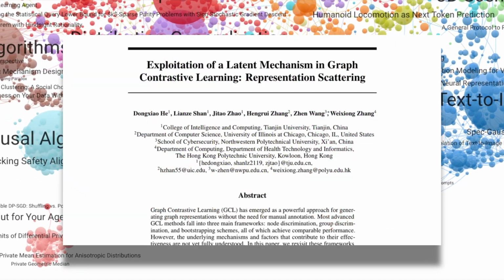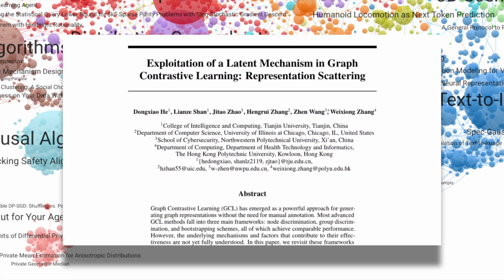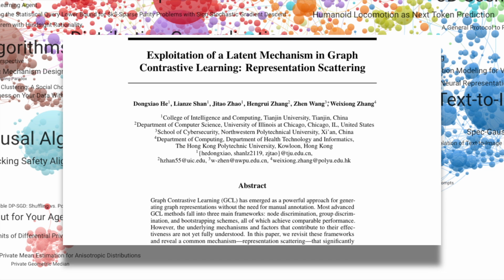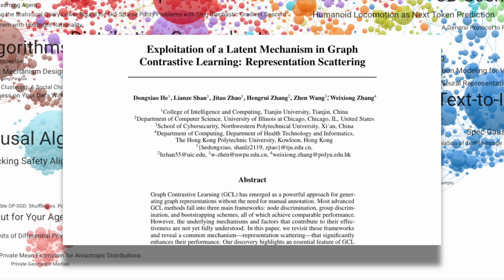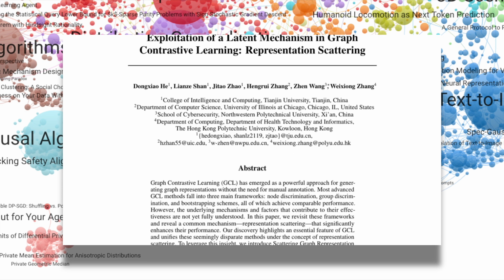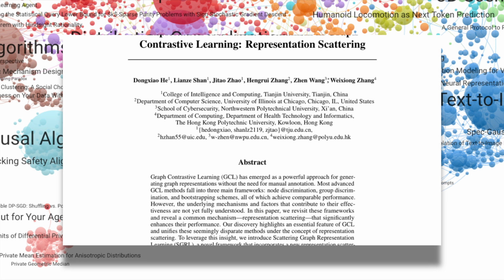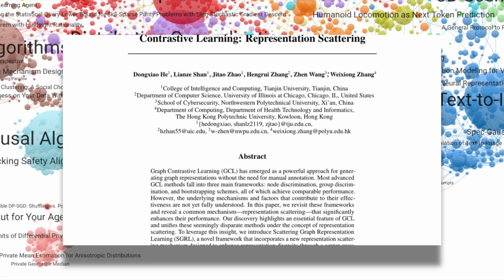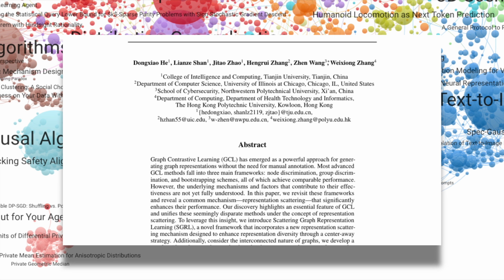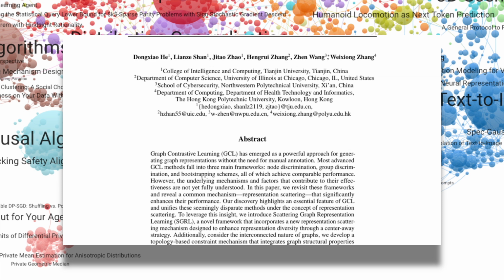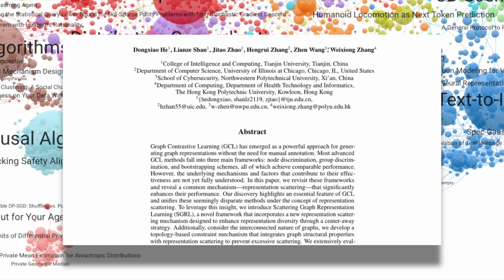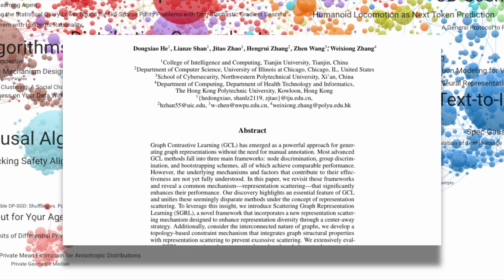Let's kick things off with this paper on graph neural networks, which earned the highest review scores of the conference. The authors identify a unifying mechanism called representation scattering that enhances various contrastive learning algorithms. They propose a new framework that combines this scattering mechanism with a topology-based constraint to improve representation diversity and prevent overscattering. Their benchmarks show state-of-the-art performance, solidifying this as a milestone in graph learning.